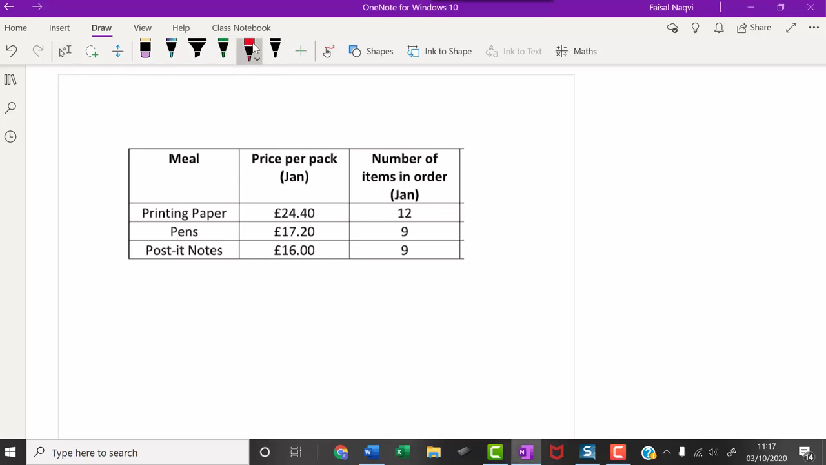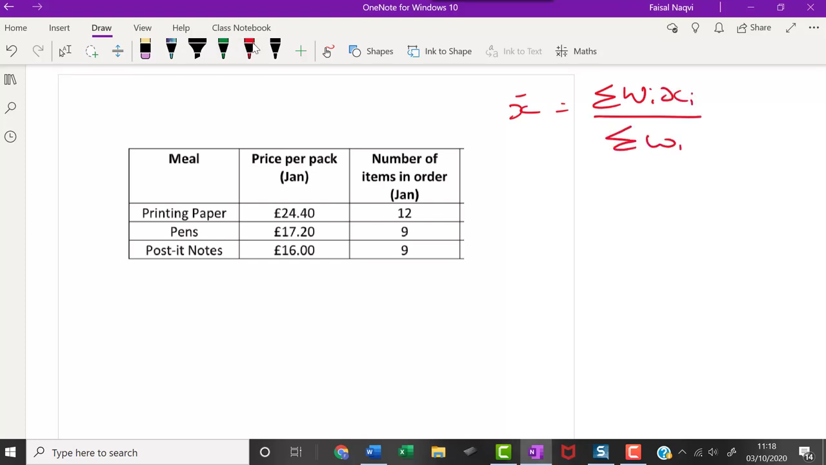So first of all, I'm just going to write my formula down for the weighted mean. So the mean equals the sum of the weights times the data points divided by the sum of all the weights. In this question here, the price per pack are my data points, and the number of items bought shows the level of importance and therefore the weighting.